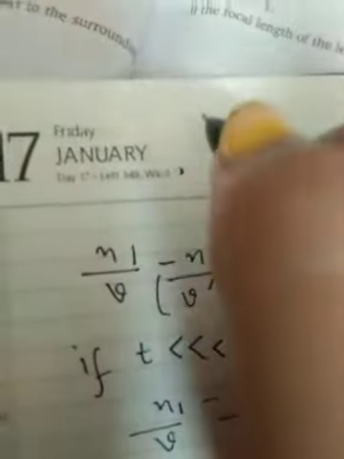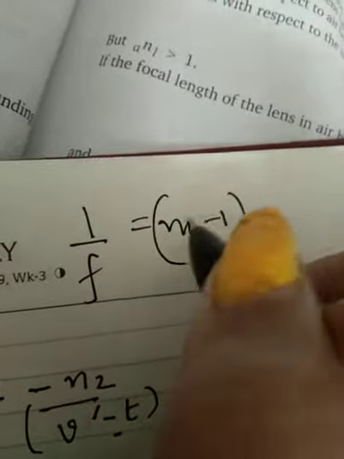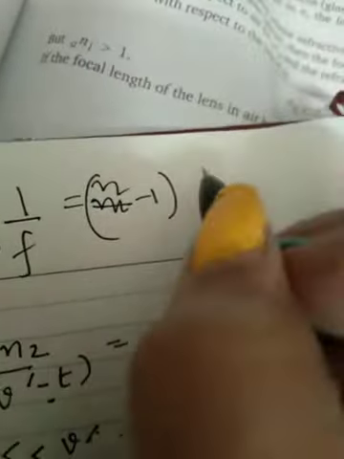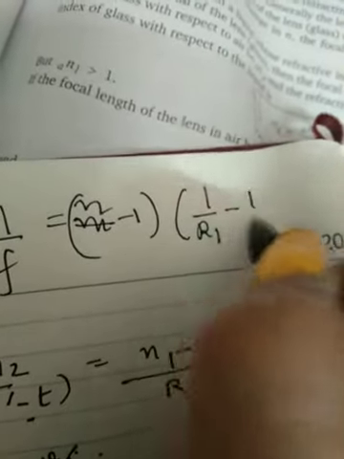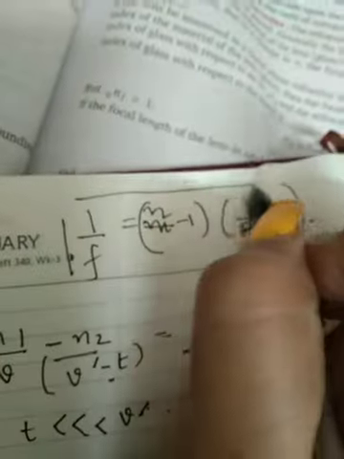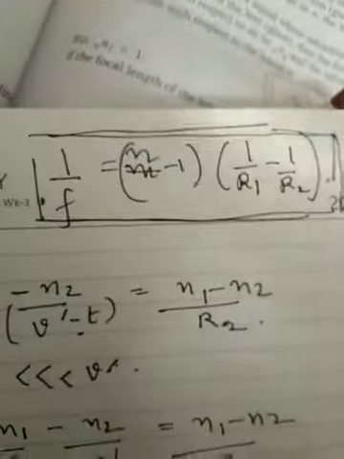So the final equation will reduce to 1 by F. Since this part is 0, 1 by F is equal to n minus 1 into 1 by R1 minus 1 by R2. This is my final equation for the lens maker's formula. So this is called the lens maker's formula.